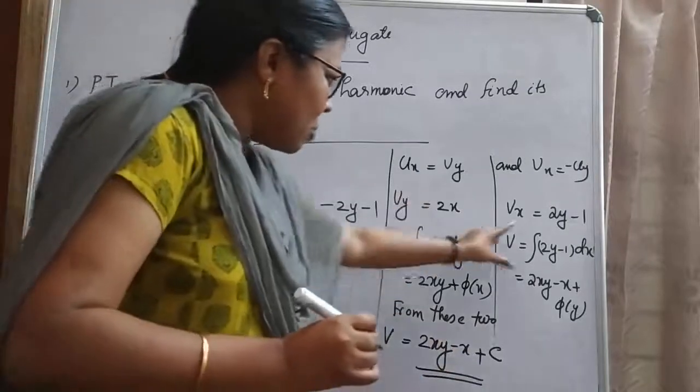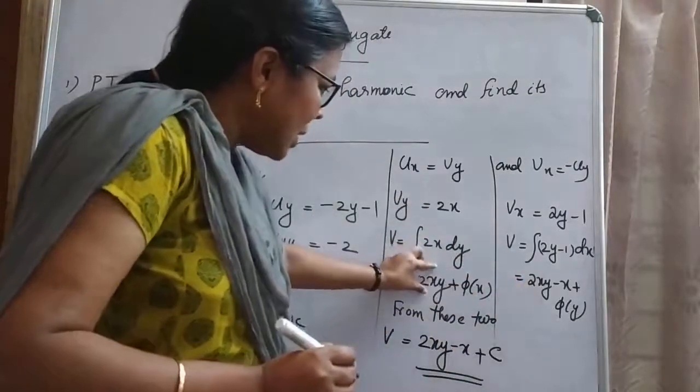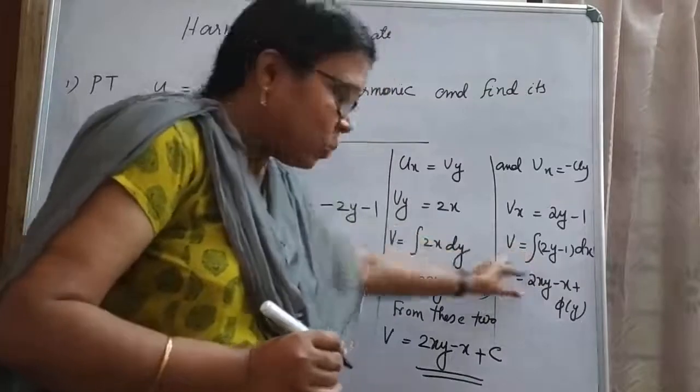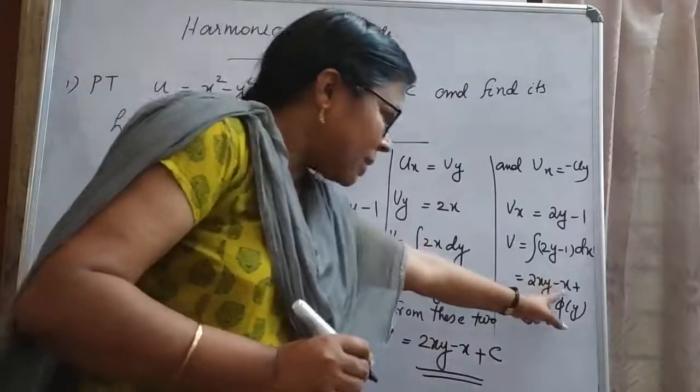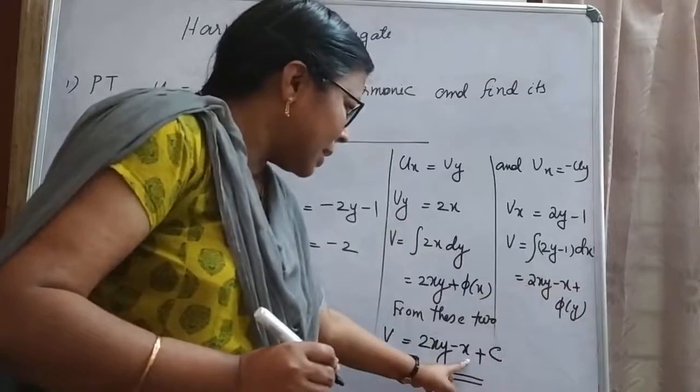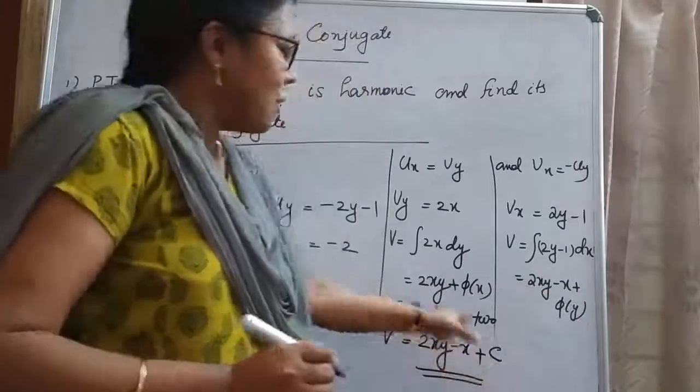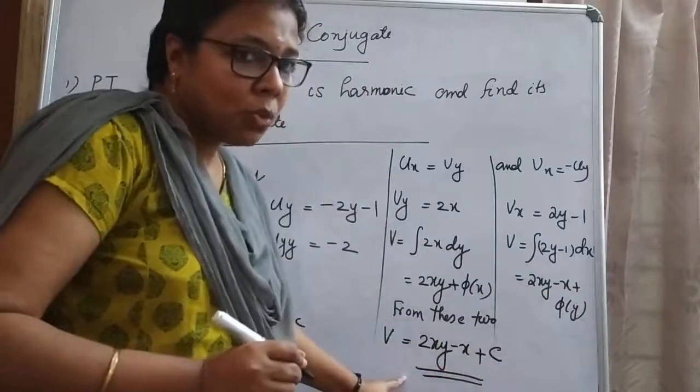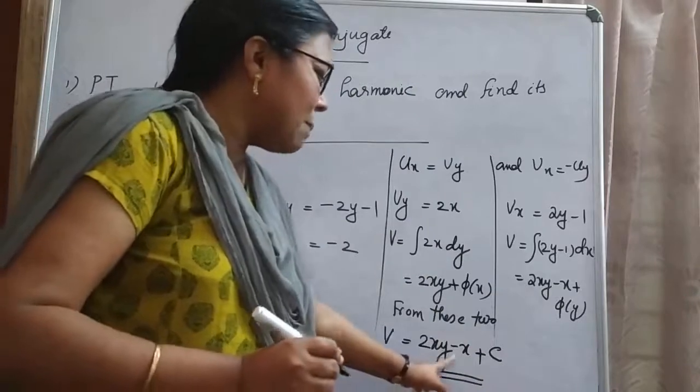By combining both these, we write here 2xy, therefore write 2xy one time, then a minus x is here, therefore minus x right here, plus a constant c, which should be the harmonic conjugate of u, which is v equal to 2xy minus x plus c.